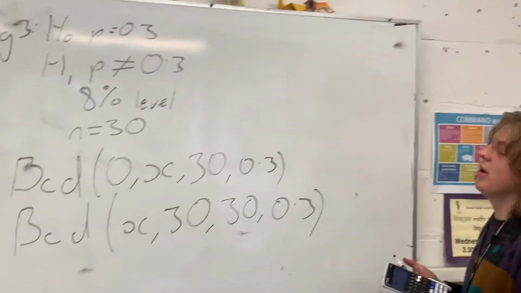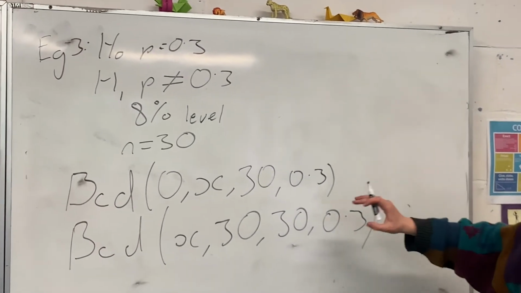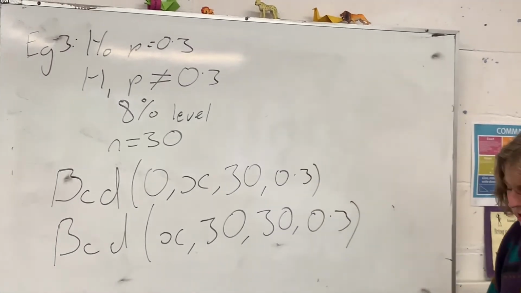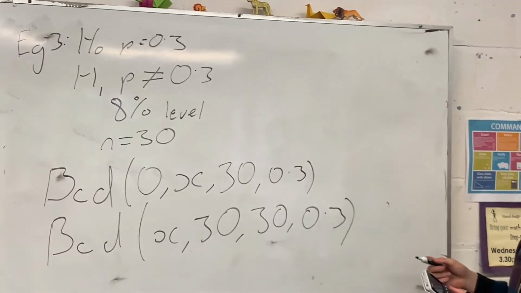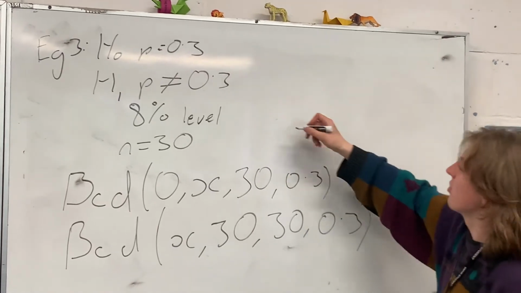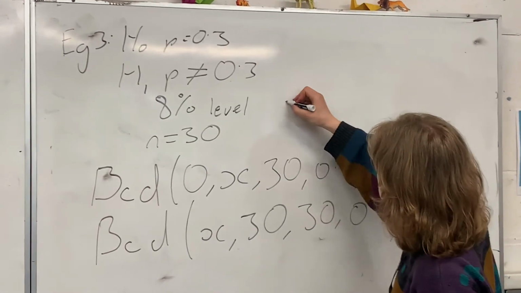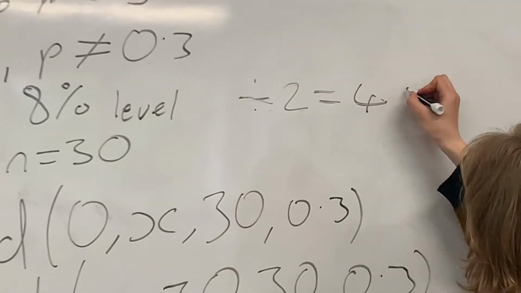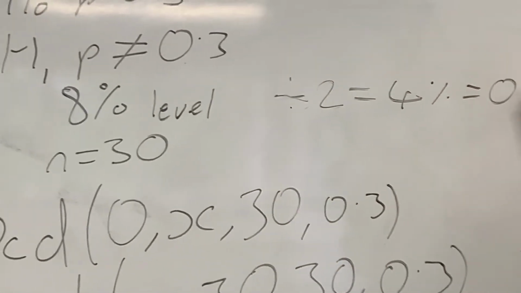So with your first function, you've got your less than. As you go down, you've got increasing probabilities, and you're looking for one which is just less than 4%. So obviously you want to halve your significance level at the start. So that's going to be 0.04.